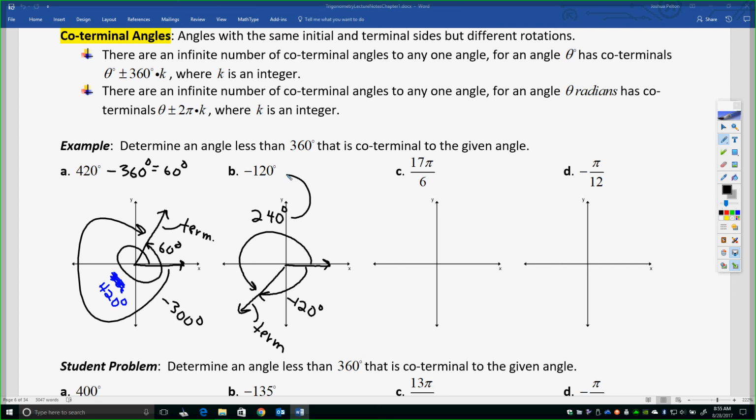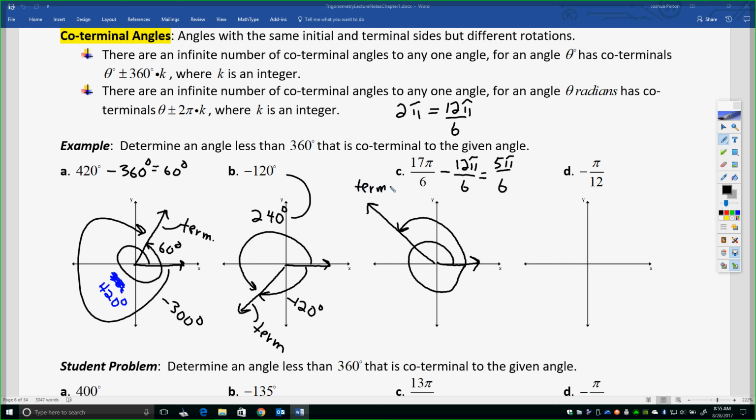Alright, we'll try 17 pi over 6. Well, 17 pi over 6 is more than 1 time around, because 2 pi is 12 pi over 6, right? Maybe you convert to sixths. So I have to take out 12 pi over 6, which leaves me with 5 pi over 6. Which means if I start with my initial side, I go 1 time around for the 12 pi over 6, plus another 5 pi over 6 to get my terminal side.